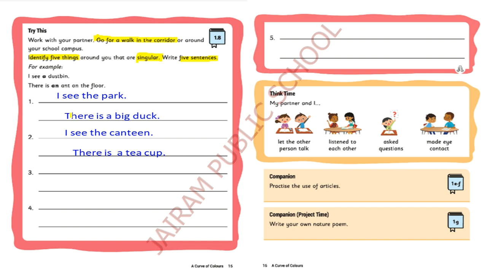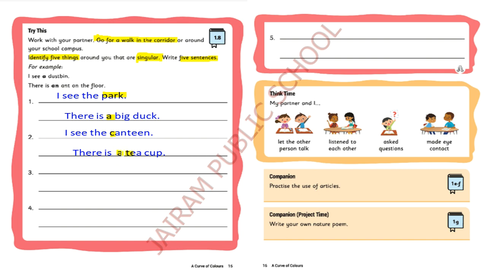I see the park. There is a big duck. I see a park. Park is also singular. I see the park, here I have used the; you can use a. I see a park. There is a big duck. Big: B is a consonant. Duck is also a consonant. So I have used a big duck. Canteen: K is a consonant. The teacup: T is a consonant. So I have used a here.